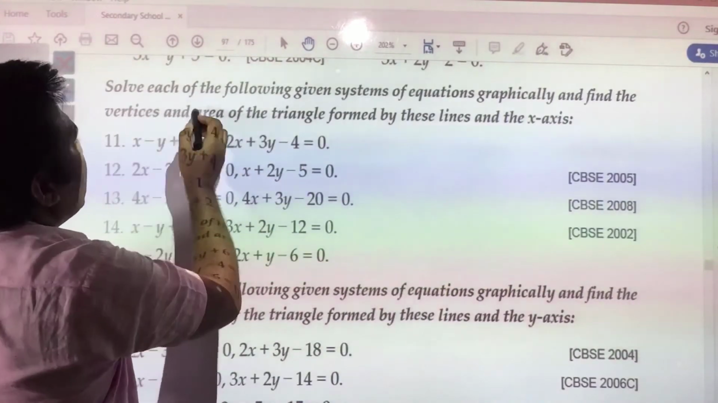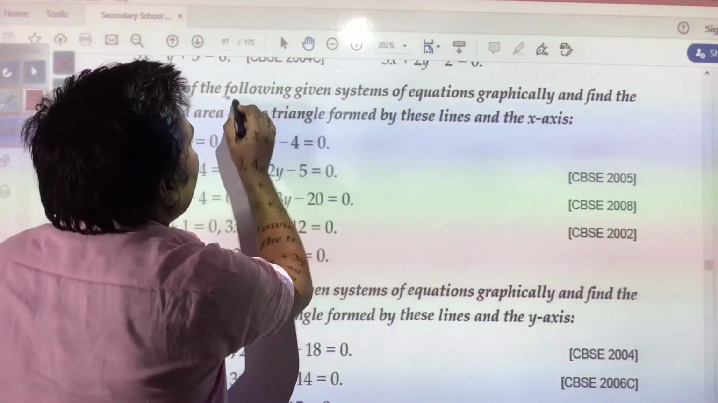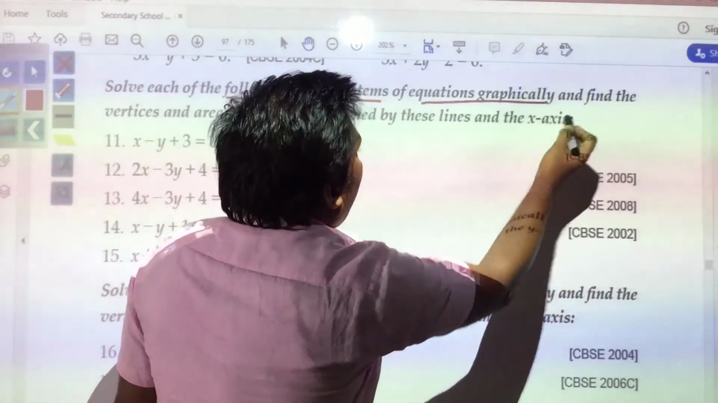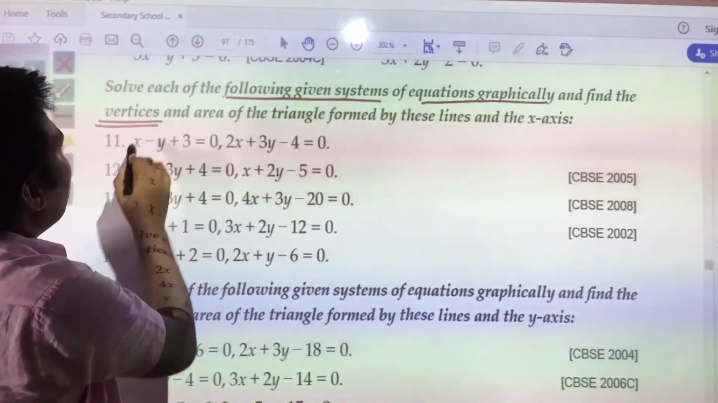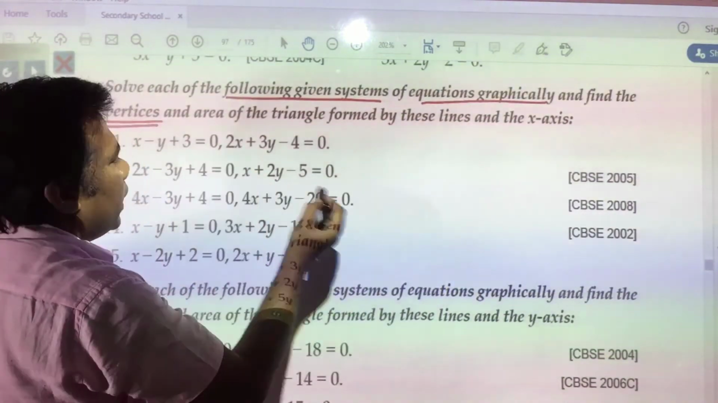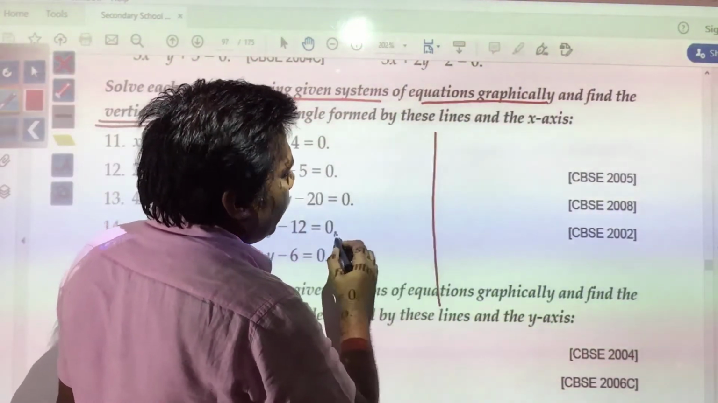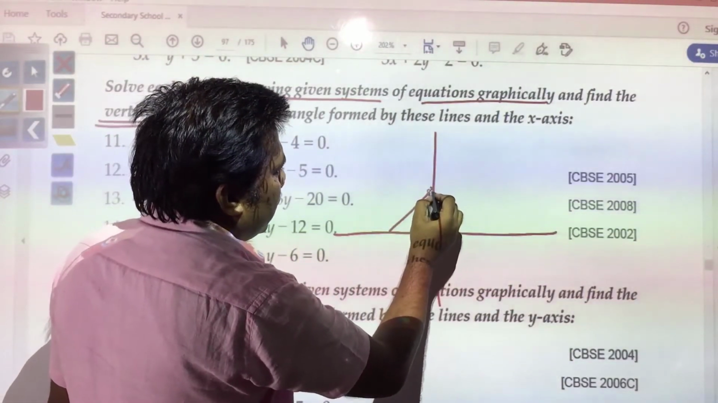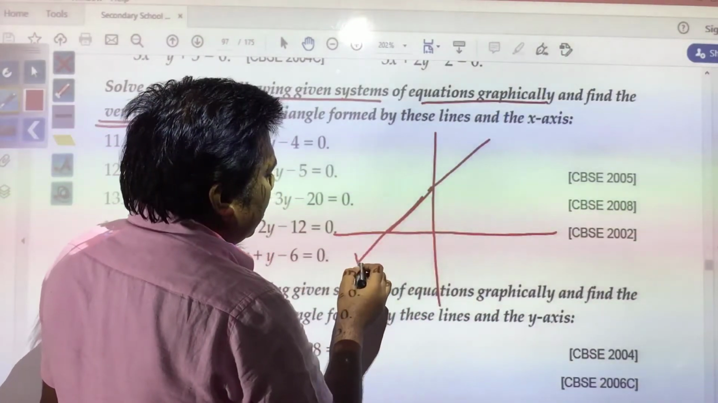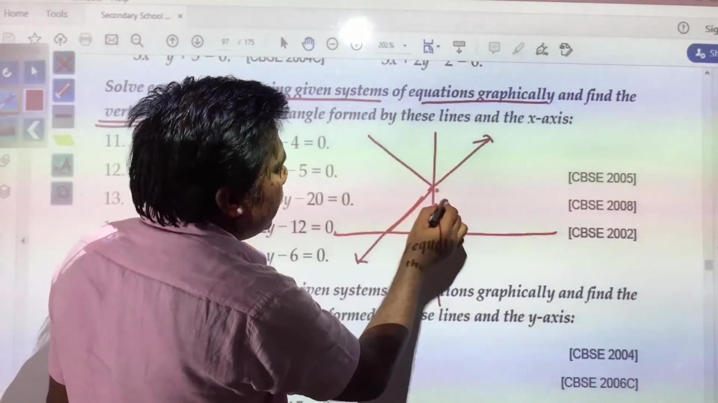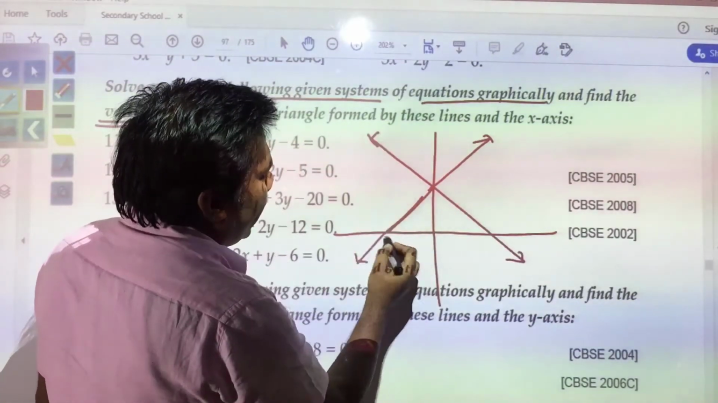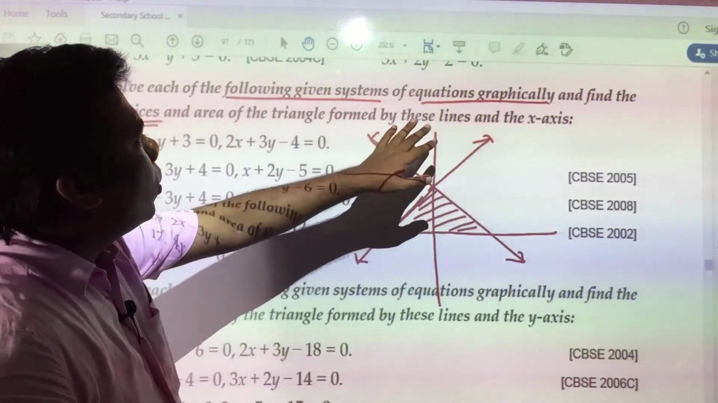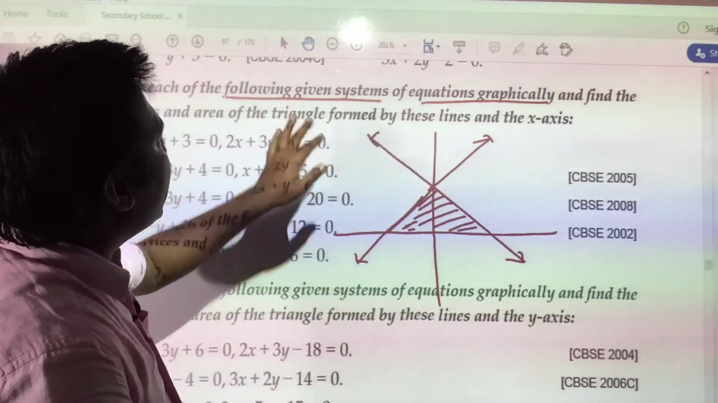Here you see, solve each of the following given systems, you need to solve, means you need to find out x and y graphically and find the vertices. You need to find out at what point the lines are intersecting, at 3 points, what triangle you are getting. Suppose you are getting this type of triangle, this is your line and suppose this is your line. So on the x axis one triangle you are getting. So what you need to do, find the vertices and area of the triangle.